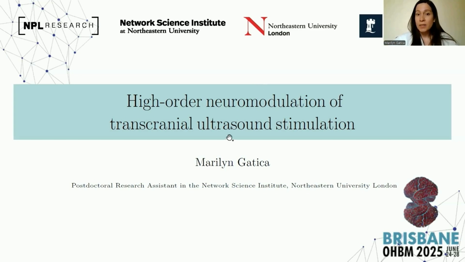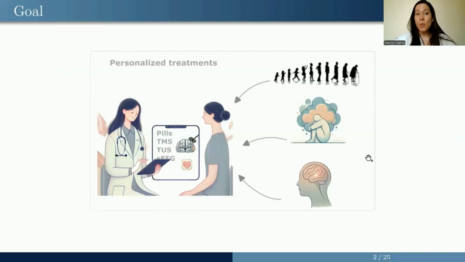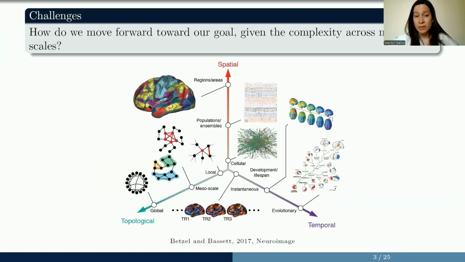And to start, I would like to mention this motivation going towards personalized treatments. So no matter if you are thinking in healthy aging or mental health or a brain perturbation, as for example, glioma, you would like to be able to give this personalized treatment to each patient, no matter if you are thinking in pills, non-invasive techniques, or invasive techniques. And the problem is nowadays this is not working for all the patients. And the reason why is because the brain is a complex organ.